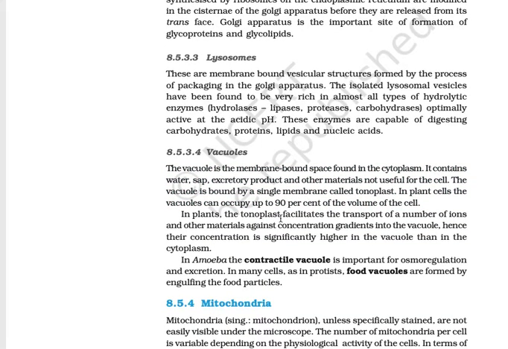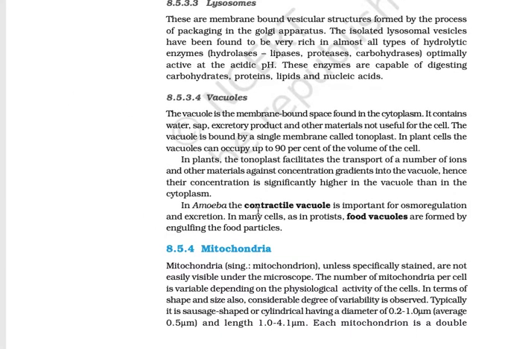In plants, the tonoplast facilitates the transport of a number of ions and other materials against concentration gradients into the vacuole. Hence, their concentration is significantly higher in the vacuole than in the cytoplasm. In Amoeba, the contractile vacuole is important for osmoregulation and excretion. In many cells, as in protists, food vacuoles are formed by engulfing the food particles.